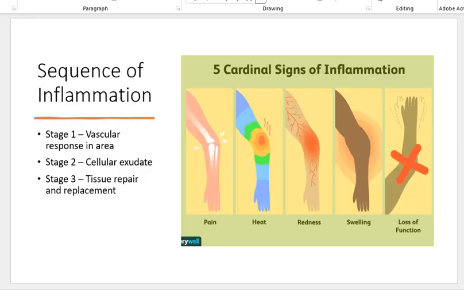Stage 3 is tissue repair and replacement or resolution. This is pathogen clearance and reduced inflammatory signals. Your macrophages clear debris and dead cells. Anti-inflammatory cytokines suppress further immune activity. Fibroblasts and endothelial cells promote tissue repair and return to homeostasis. Your key players in this are macrophages, fibroblasts, endothelial cells, and regulatory T cells.